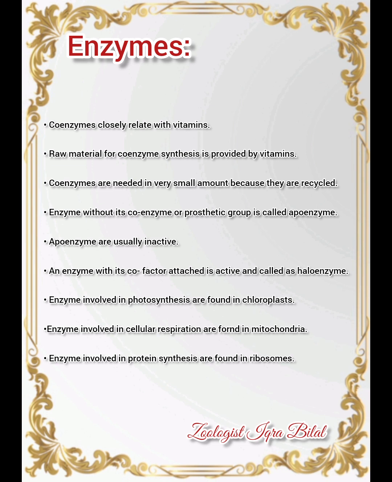An enzyme without its coenzyme or prosthetic group is called an apoenzyme. That is a very important fact to remember: the apoenzyme is the only enzyme which doesn't have its coenzyme or prosthetic group. This is the most important MCQ in this slide. Apoenzymes are usually inactive. An enzyme with its cofactor attached is active and called a holoenzyme. Please remember, apoenzymes are inactive and holoenzymes are active.